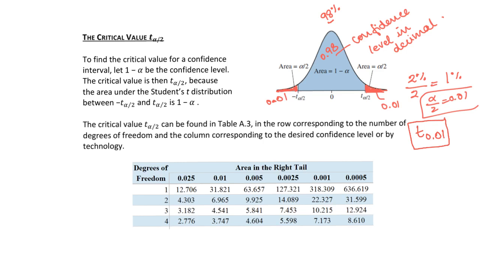In order to find the critical value, look at Table A3. Assume in this example n equals 4 is given. So the number of degrees of freedom will be n minus 1, that is equal to 3. So look at the row for degrees of freedom 3, and the column 0.01, and find the intersection of those two.